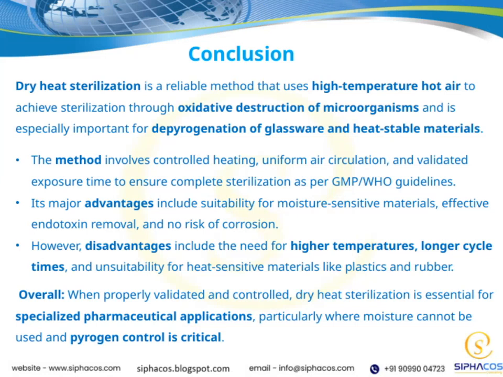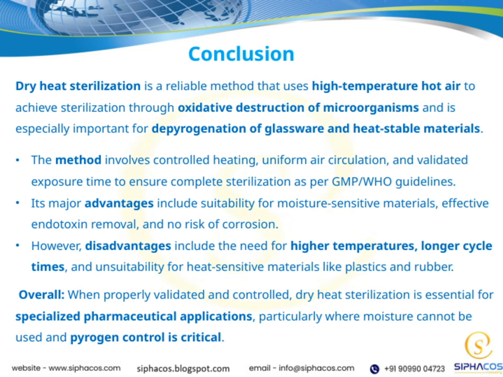Now, to wrap up, let's look at the key takeaways about dry heat sterilization. This method is highly reliable because it uses high-temperature hot air to sterilize, primarily through oxidative destruction of microorganisms. It's especially important when we need to depyrogenate glassware and other heat-stable materials. The process relies on controlled heating, ensuring that the air circulates uniformly around the items, and that the exposure time is validated to guarantee complete sterilization, all in line with GMP and WHO guidelines.